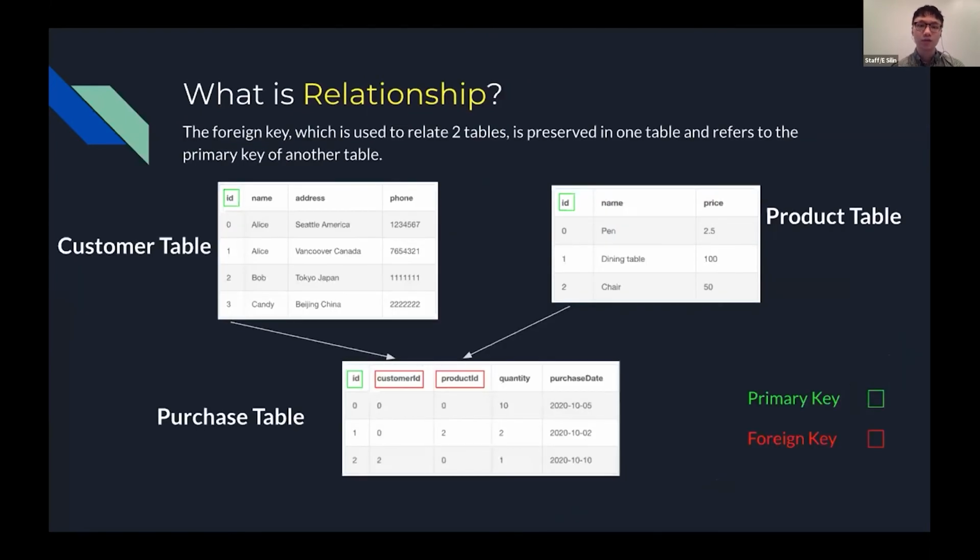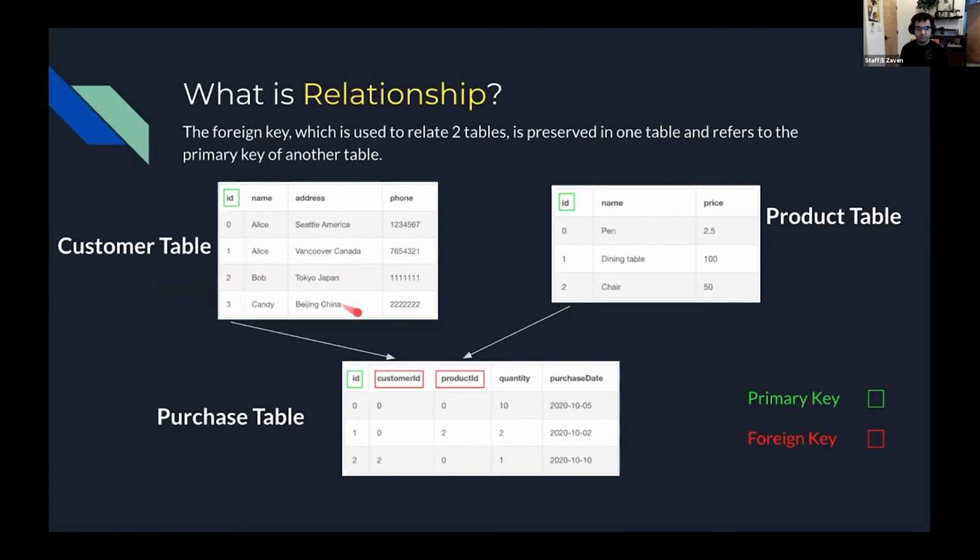Here we will talk about relationships. In the real world, we will not only have one table. For example, for Amazon, we have many different kinds of data, and we want to organize them in different tables. Previously, we talked about the customer table. In this table, we store the customer information.